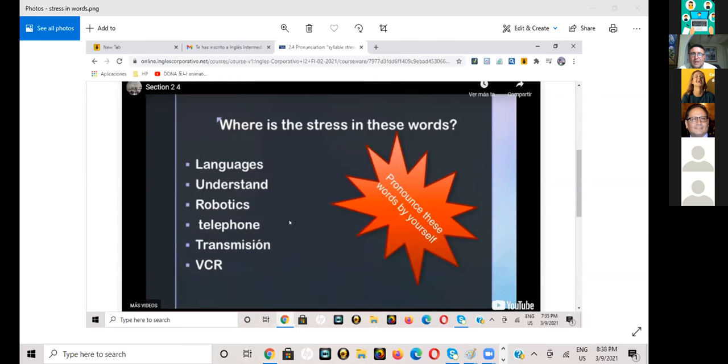All right, any questions or comments about how to pronounce these words, how to identify the number of syllables in a word? Yes, Luis? Lara, you raise your hand. All right, so let's change activity.